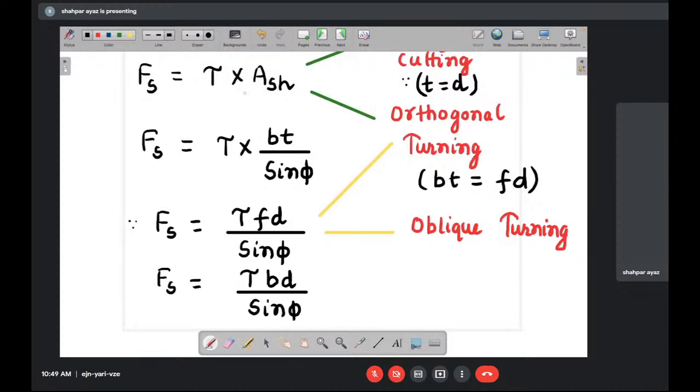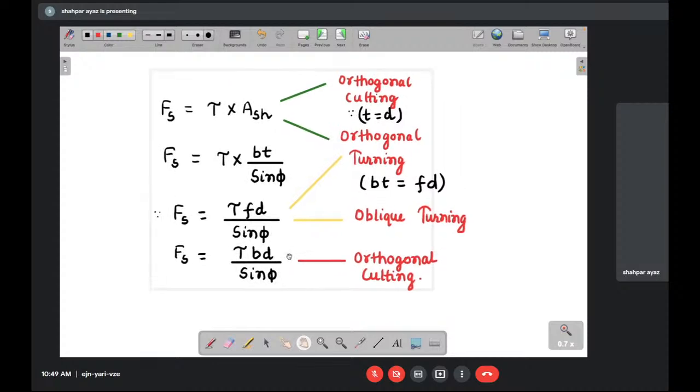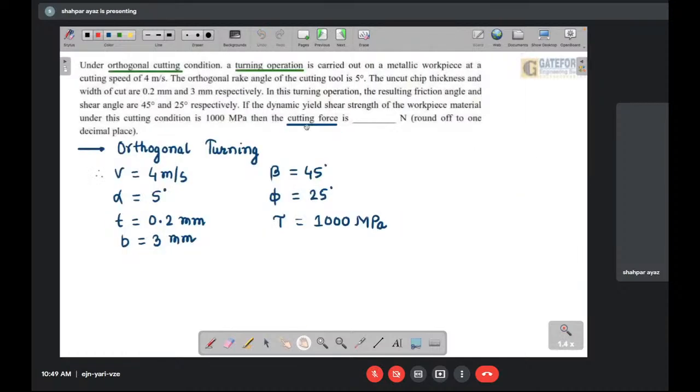So this we actually use in orthogonal cutting, remember that. So guys, now I'm going to use it in this problem. In this problem, the word written is orthogonal turning. Since feed is not given, as you can see, we can directly use B into T. B is given, T is given, this is the fundamental. So we can now easily calculate the shear force, quite simple.